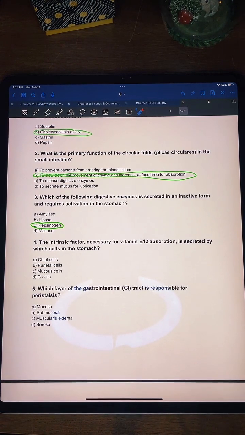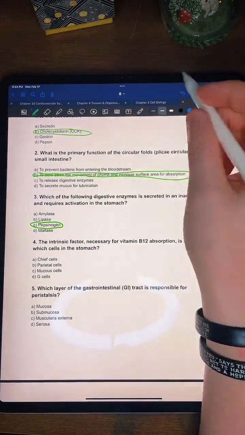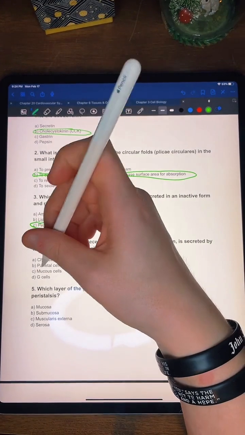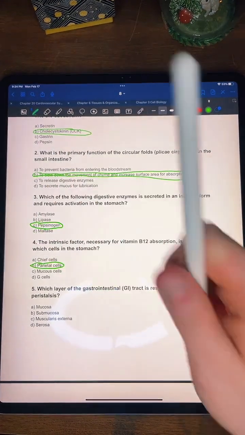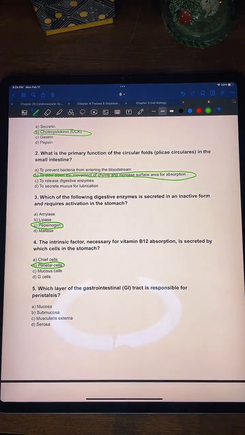I know that because of Pepto-Bismol. Awesome, Dan. Number 4. Number 4 is B, parietal cells. Is everyone good on that one?